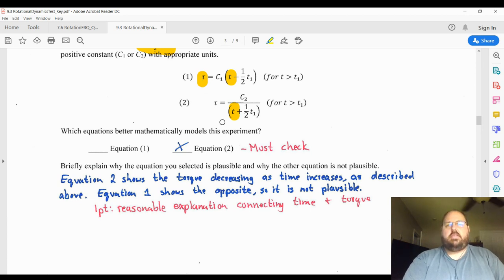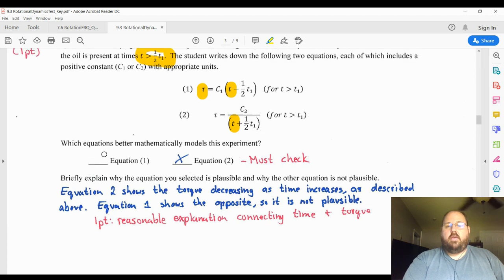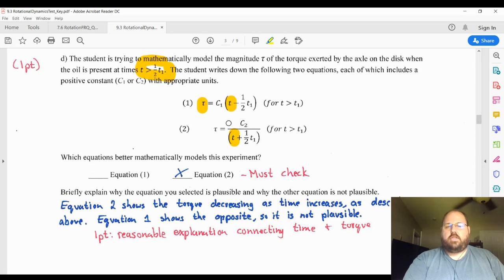The second equation does show correctly that increasing t decreases tau. And so we just have to have a reasonable explanation of that. If we check equation 1 over here, then we can't earn any points. So this is another one of those questions where it's just, does the equation have the correct functional dependence between this variable and this variable? That's all that kind of question is really asking you.